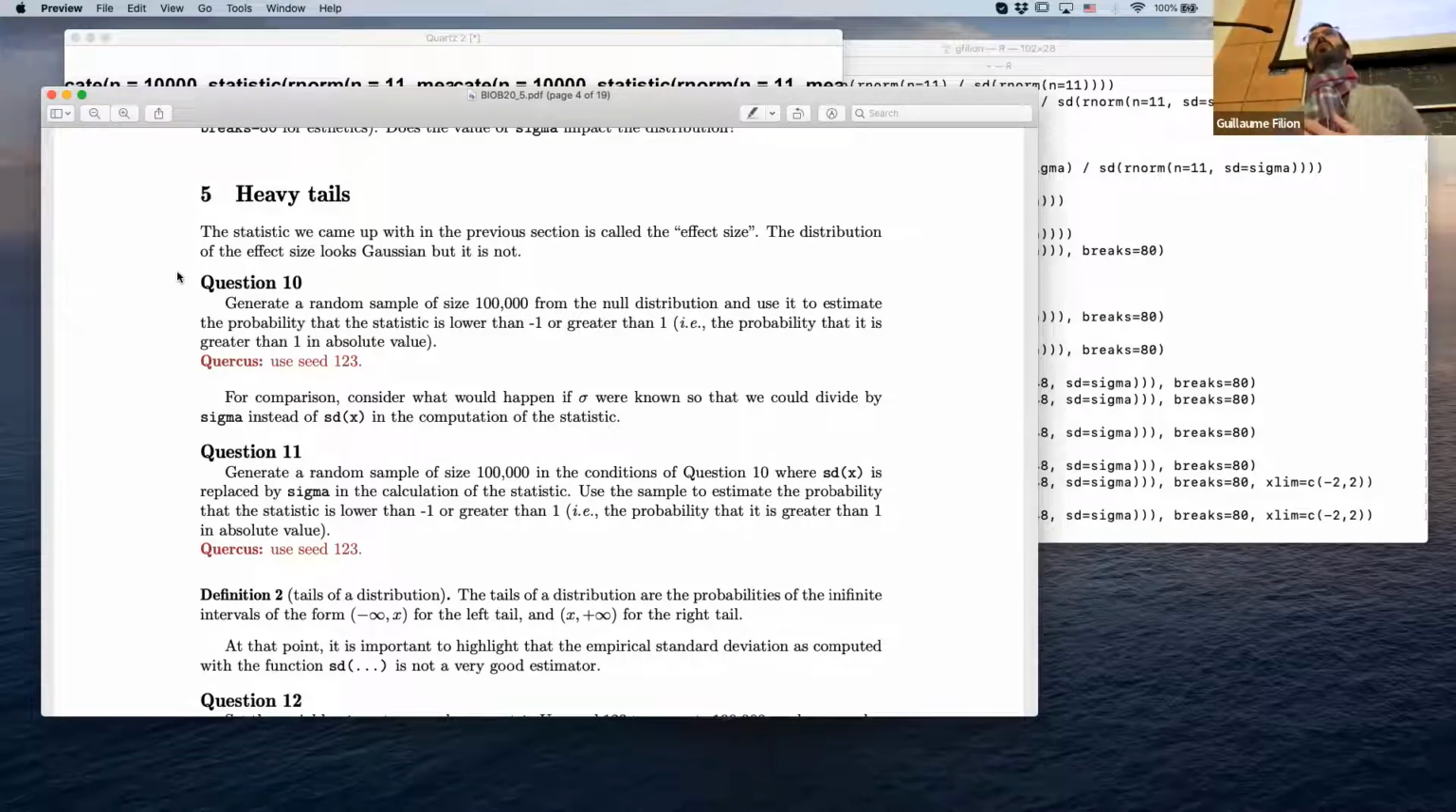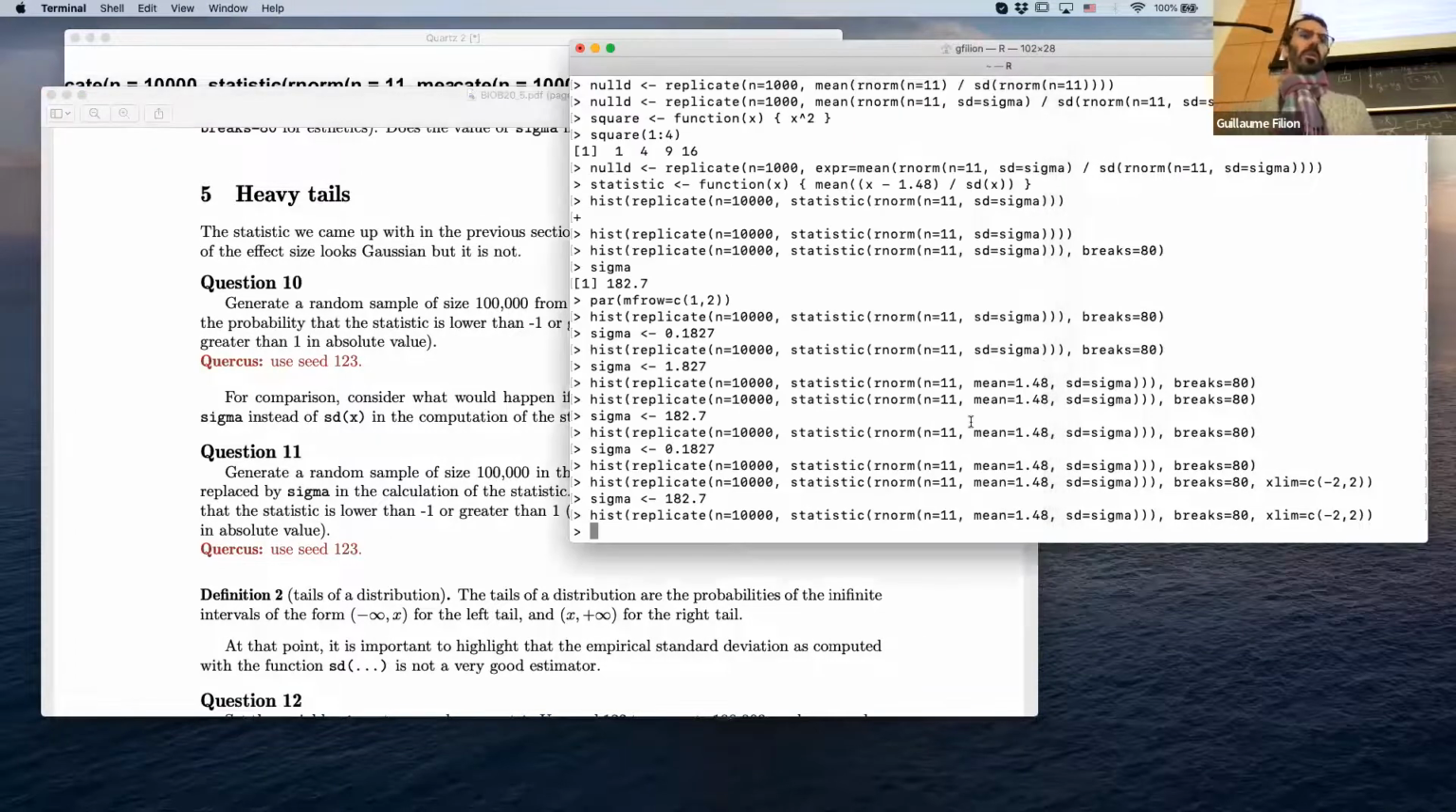So this is called the effect size. You take the mean divided by the standard deviation, and that has a name. The statistic is called the effect size. So instead of measuring absolute differences, we're measuring relative differences. Generate a random sample of size 100,000 from the null distribution and use it to estimate the probability that the statistic is lower than -1 or greater than 1. That is to say, the probability that the statistic is greater than 1 in absolute value. So here we go.